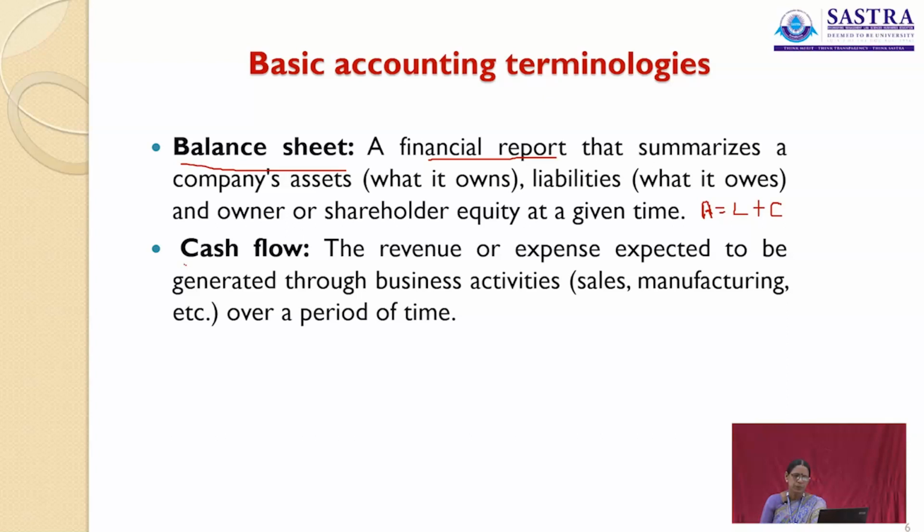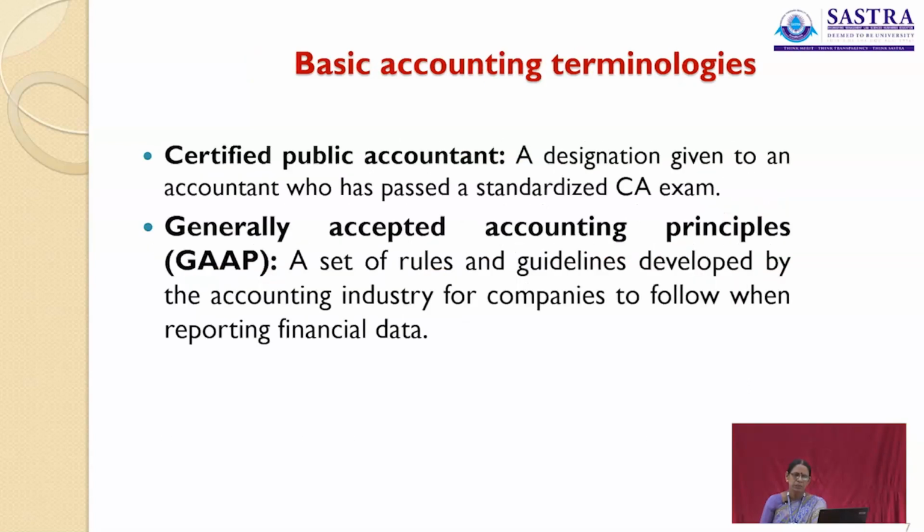Next is cash flow. The revenue or expenses expected to be generated through the business over a period of time is called cash flow. What is the real cash flowing inside and what is the real cash that is going outside the business. Next is certified public accountants. Any person who has passed the CA examination will be the certified public accountant.